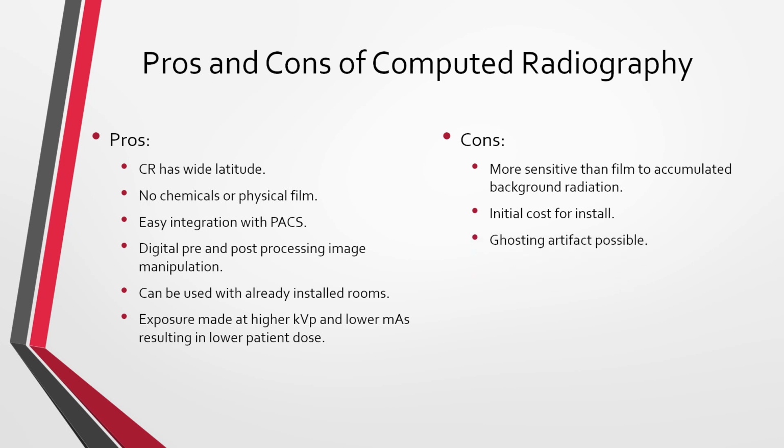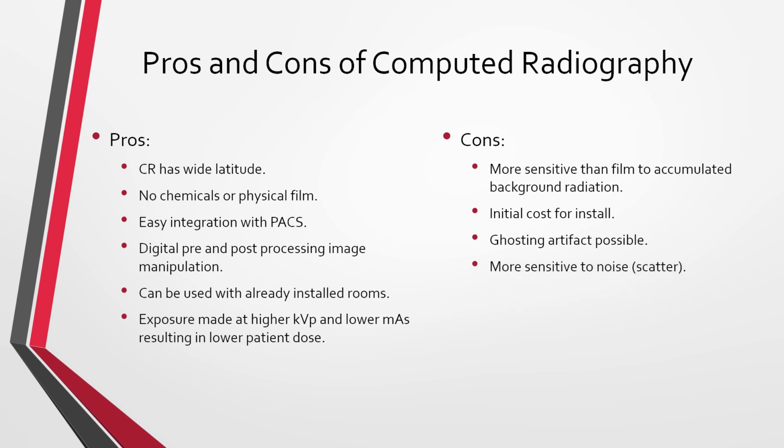A ghosting artifact is possible. A ghosting artifact is where all the electrons weren't knocked down in the PSP from the erasure process from a previous read cycle, and now there's still image data left on the plate. You go and you take another picture, you reprocess it in the reader, and now there's another image being displayed. It may be very faint, but there's still anatomy from another exposure being displayed on the new exposure. So that's the ghosting artifact.